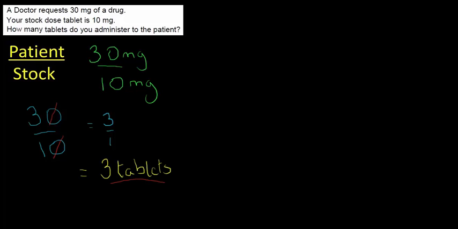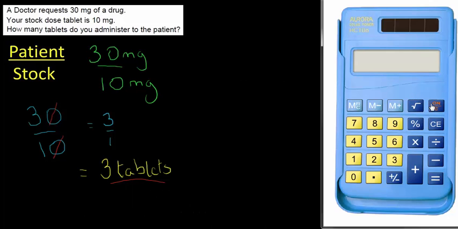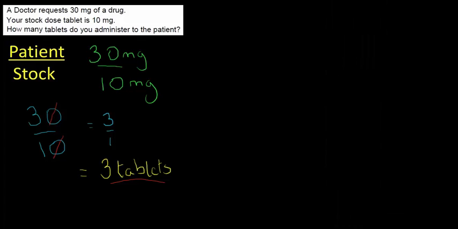Now that was a pretty straightforward question, but in an examination or on the ward you might want to double check with the calculator. So let's do that. So I'll turn my calculator on. I had 30 divided by 10 equals, sure enough, that confirms that our answer is indeed 3 tablets. Good stuff, let's go on to the next one.